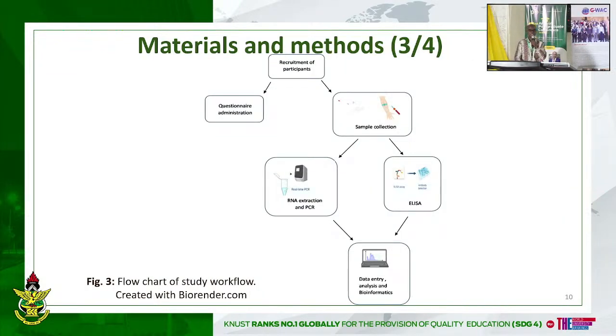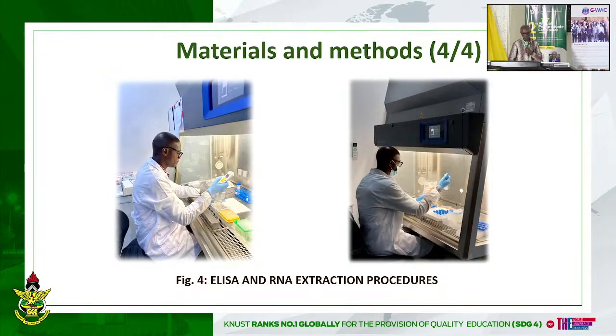The procedure for the various methods will be recruitment of participants, then questionnaire administration using REDCap to pick the sample. Then the sample collection will be blood sampling and nasopharyngeal sampling. Then this will be done with RNA extraction and PCR for the swabs, and the blood will be done with ELISAs. And the ELISA has three steps that I will explain further. Then the data will be entered and the analysis and bioinformatics will be done. Here's a picture showing the ELISA and then RNA extraction in the lab here at KCCR.